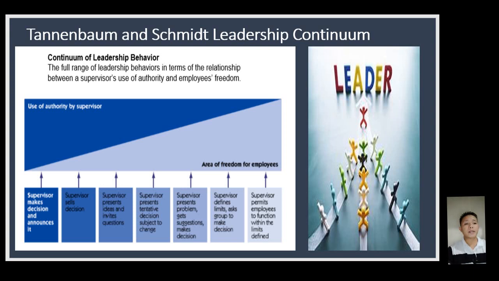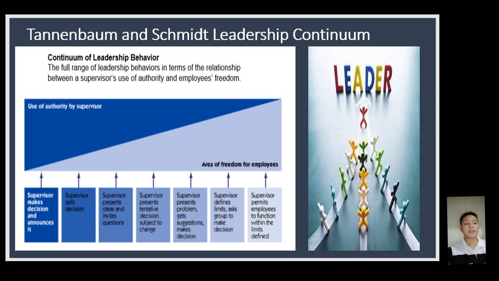First, manager takes decision and announces it. Second, manager decides and then sells his decision to the team. Third, manager presents decision with background ideas for decision and invites questions. Fourth, manager suggests provisional decision and invites discussion regarding the decision.